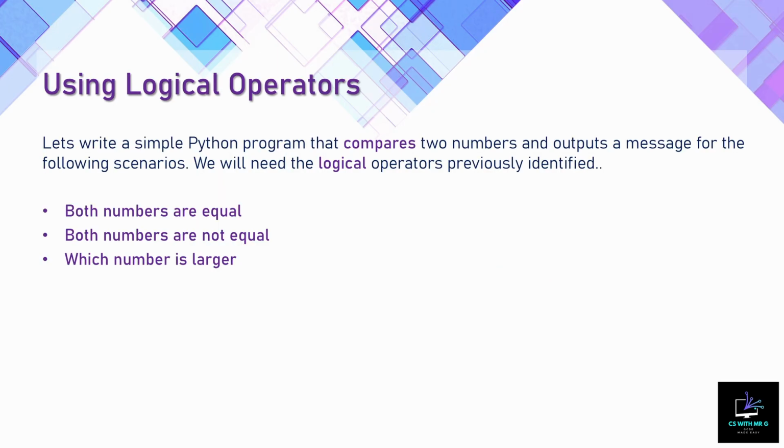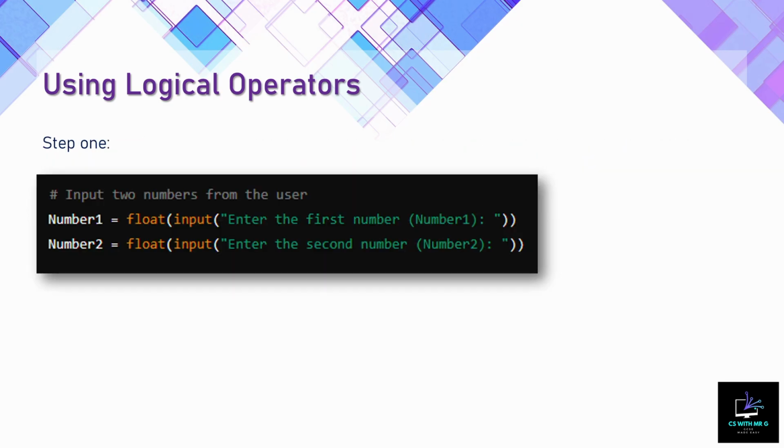So to do so, let's write a simple program that compares two numbers and outputs a message for the following scenarios. We will need the logical operators that we've previously discussed, and we need to check if both numbers are equal, if they are not equal, and then which number is bigger. So this is just for logical operators just now while we get the hang of it. And if we take two numbers as an input, this time I'm going to take them in as a float. Up until now, you've seen me write int quite a lot for integers, whole numbers, but I'm going to write float just so we can see it and know that this is a floating point number.